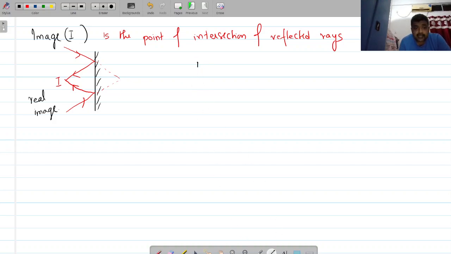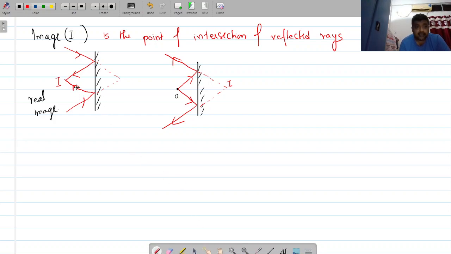Another case. This is the mirror. Object is at this particular location. So this is the incident ray, and it is getting reflected. See here it is reflected, so here it cannot intersect in this direction. But if we produce it in the backward direction, it appears to intersect. Here a real image means reflected rays are actually intersecting. Here the reflected rays appear to intersect at this particular location, so the image is a virtual image.